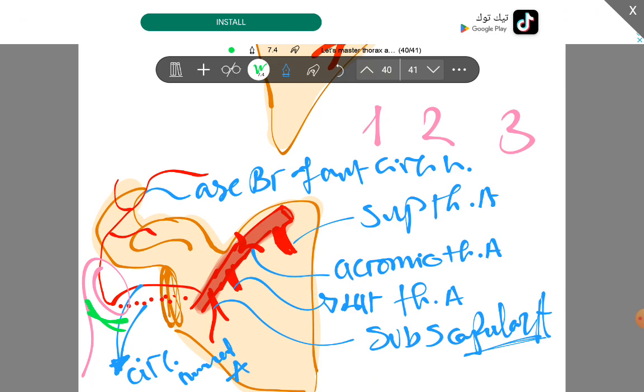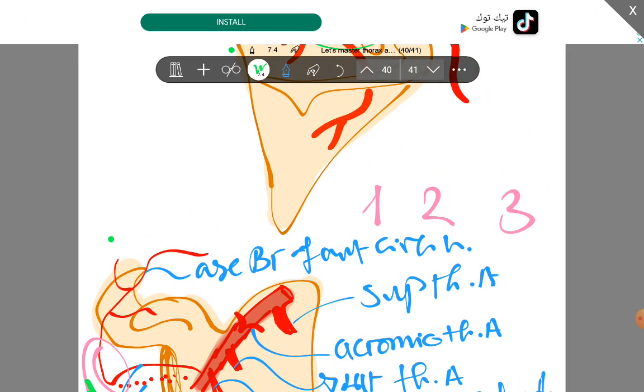Then 3, remember that artery we were talking about, the profunda brachii? That gives an ascending branch that anastomoses with the descending branch of the posterior circumflex humeral. Anyways, just know that the brachial artery gives a profunda brachii that gives an ascending branch. That branch shares in the anastomosis around the surgical neck of the humerus. So again, anastomosis around the surgical neck of the humerus.